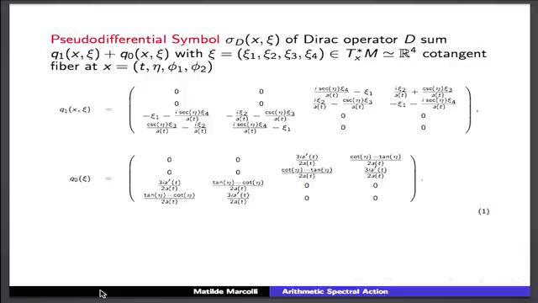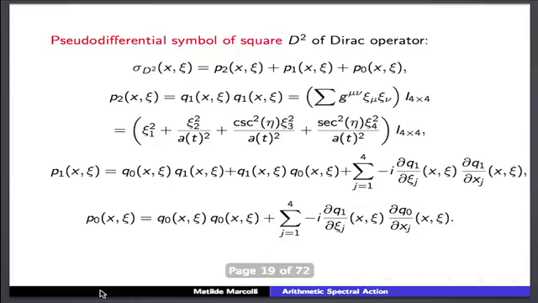It's a bit of a messy expression. It involves these trigonometric functions in the angles of the Hopf coordinates, and it involves the scaling factor and its time derivative. But anyway, you have a completely explicit form of this pseudo-differential symbol. And so you can start the construction of the parametrix for this symbol.